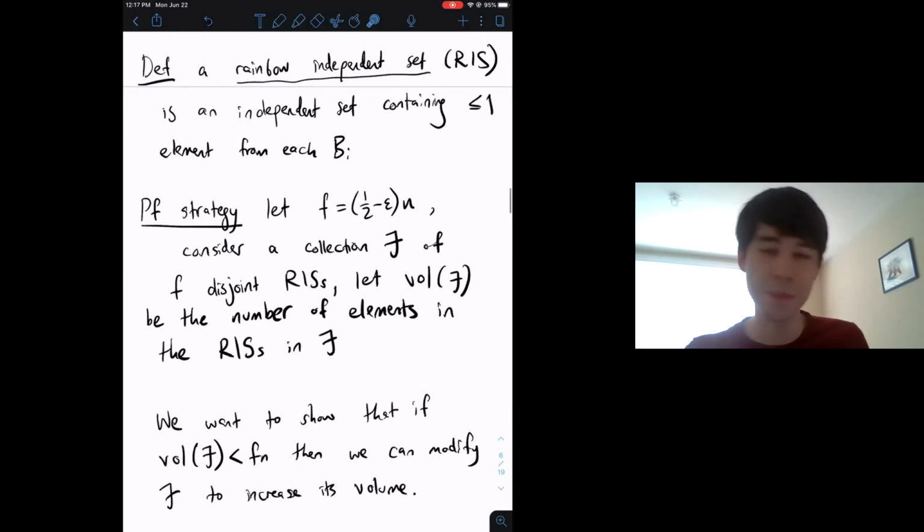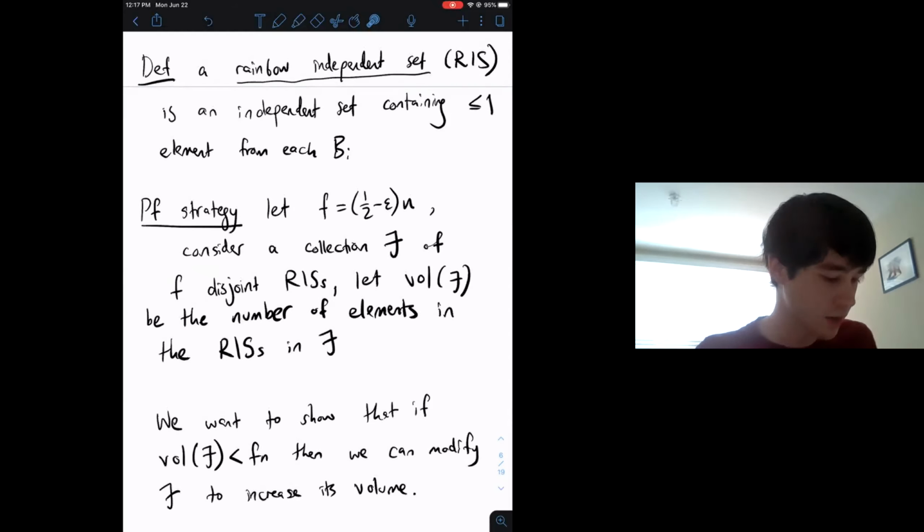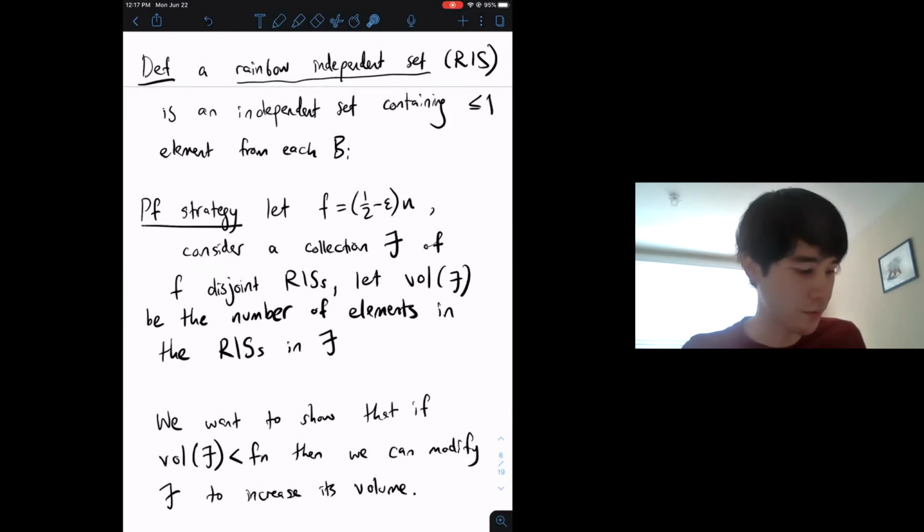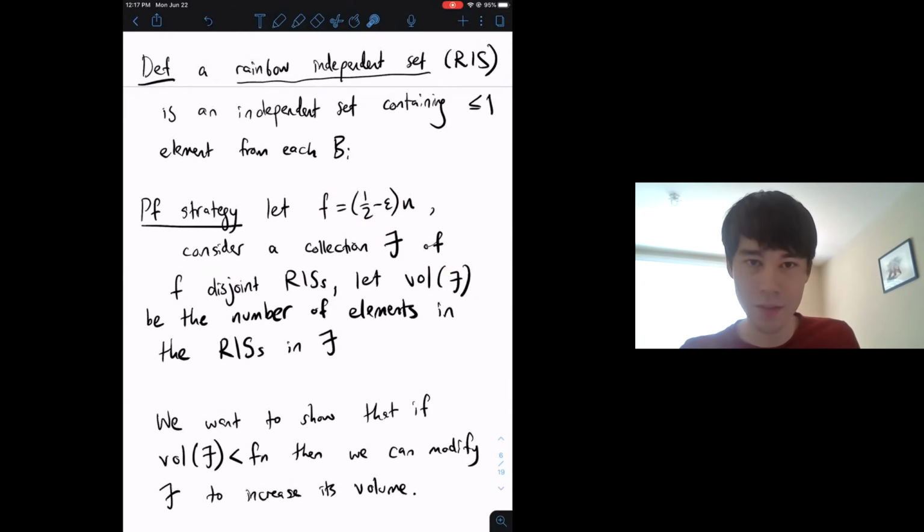So recall that we were trying to prove that we have almost n over 2 disjoint transversal bases. So what we're going to do is consider some collection curly F of little f disjoint rainbow independent sets, where little f is almost n over 2. We're going to define the volume of the family curly F to be the total number of elements among all the rainbow independent sets in my family. And I'm just going to try and prove this statement.